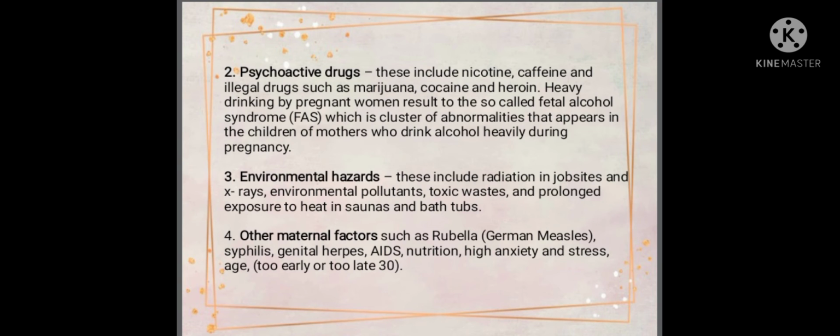Psychoactive drugs. A psychoactive drug acts primarily on the nervous system and alters brain function, resulting in changes of mood, consciousness, feeling, or behavior. Examples are nicotine, caffeine, and illegal drugs such as marijuana, cocaine, and heroin. Heavy drinking of alcohol poses greater risks to the child. The effects include learning difficulties and behavioral problems.